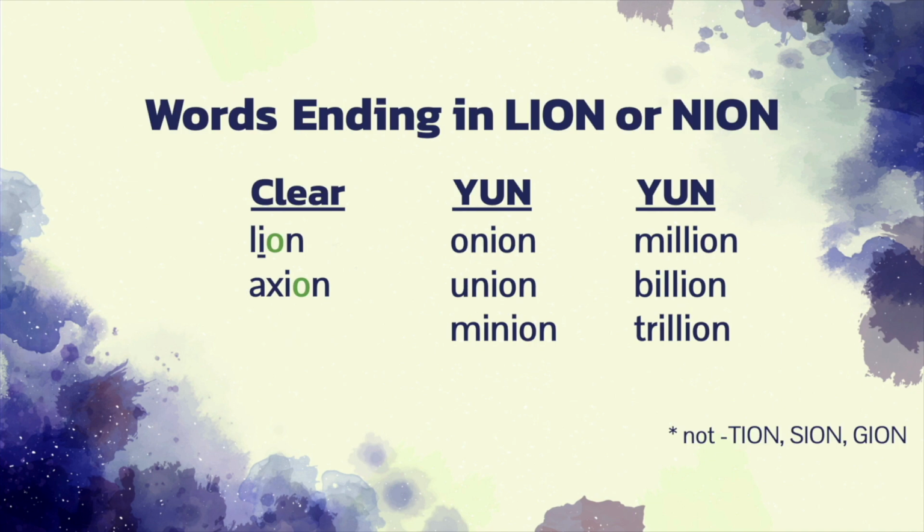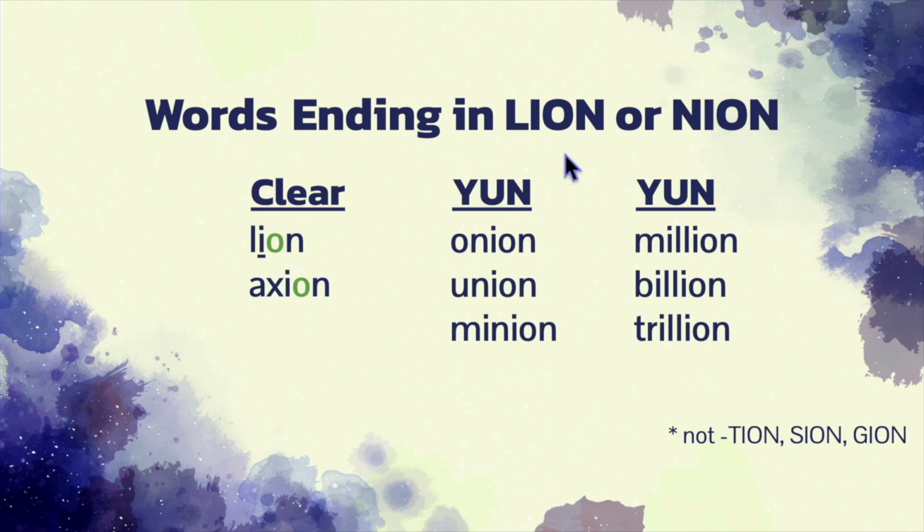Here are some words ending in ION. In these two words, you have a clear I sound, lion and axion. The I sound in both of these words was a clear long I, but the O schwa'd and sounded more like a short U, lion, axion.